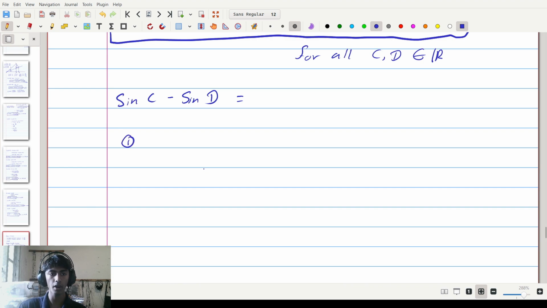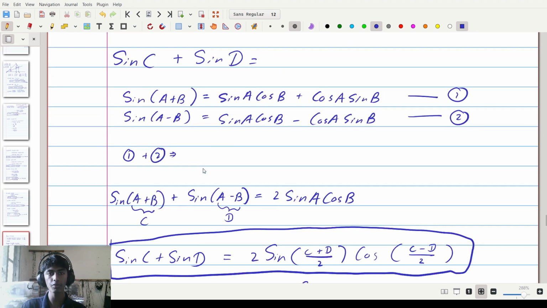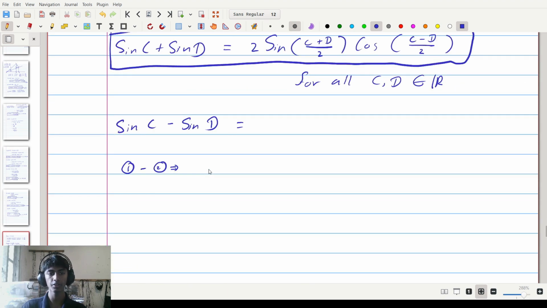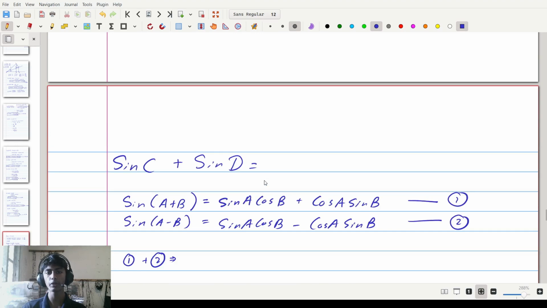So considering 1 minus 2, let's see what we have. If you recall, 1 was sin A plus B on the left side, 2 was sin A minus B on the left side. So therefore the left side of 1 minus 2 will be sin A plus B minus sin A minus B is equal to. On the right side, let's see what we have.